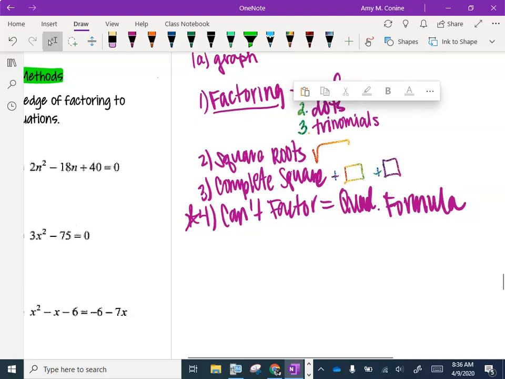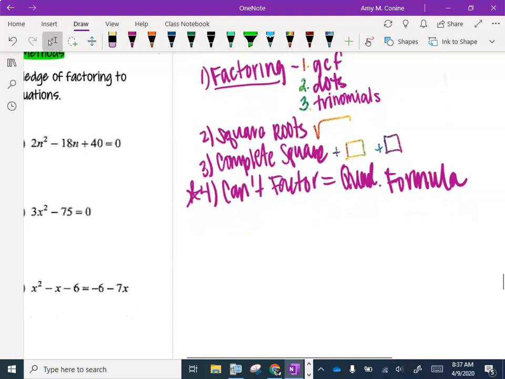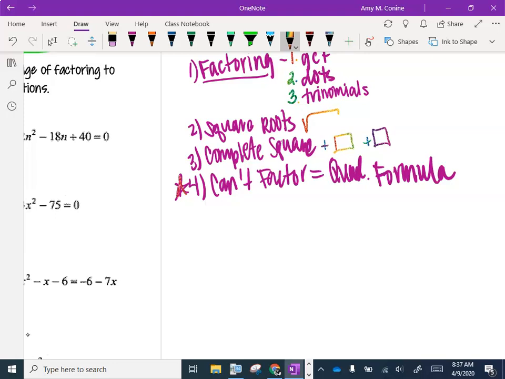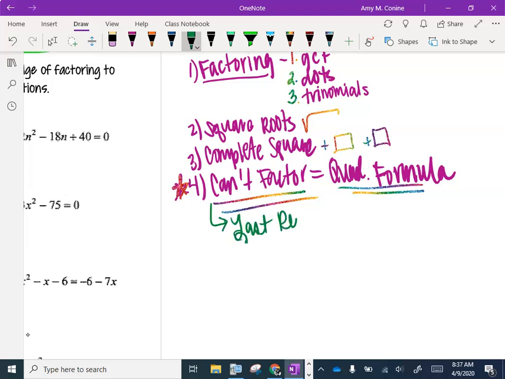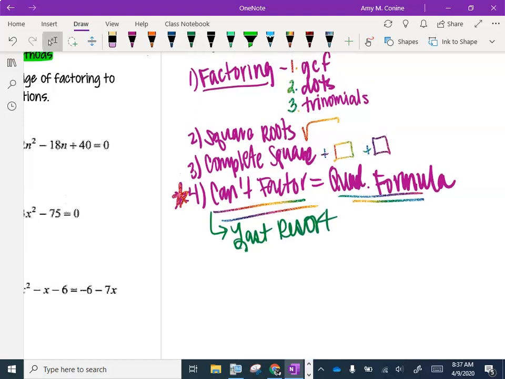And then after that, if you can't factor, you can't do anything else, you need to look at using your quadratic formula. For me, quadratic formula is sort of a last resort, just because there's so much involved. It's easier to factor or take the square root or complete the square before taking your quadratic formula, just because, again, the quadratic formula has a lot that goes along with it. So we're just going to practice at least one of each and go from there.